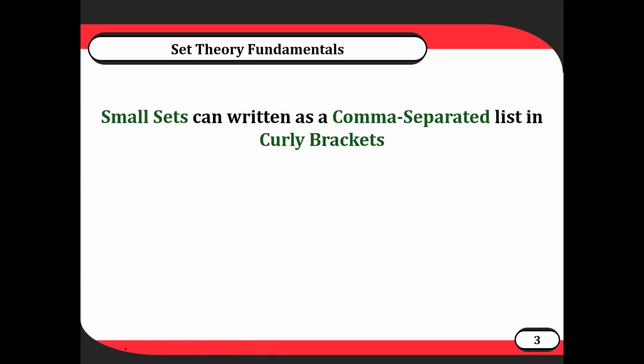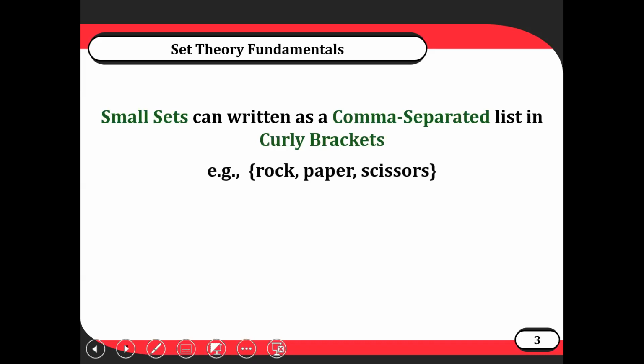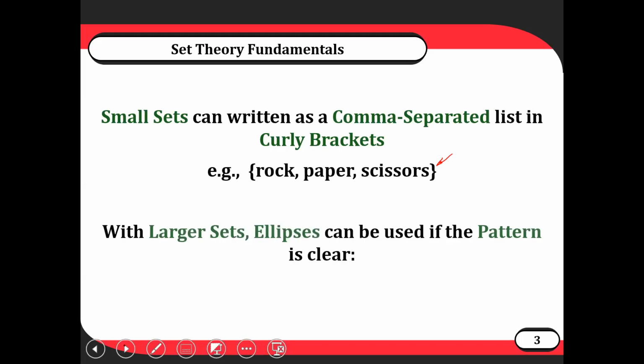Small sets can be written as comma-separated lists in curly braces. For instance, rock, paper, scissors could be written like this. These curly braces indicate a set, and sets have certain properties. With larger sets, we can use ellipses if the pattern is clear. So we still use the braces, but if we wanted to say the numbers from 1 to 10 are in a set, then we can write 1, 2, 3, dot, dot, dot, 9, 10, and that's fine, as long as it's clear.